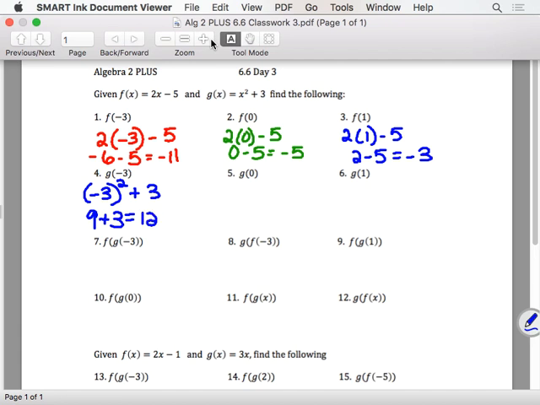If you can do these in your head, go for it. G of 0 is 0 plus 3, so that's 3. Number 6, G of 1. 1 squared is 1. 1 plus 3 is 4. Any questions on just the evaluating? This is actually an Algebra 1 topic. Just doing a quick review.